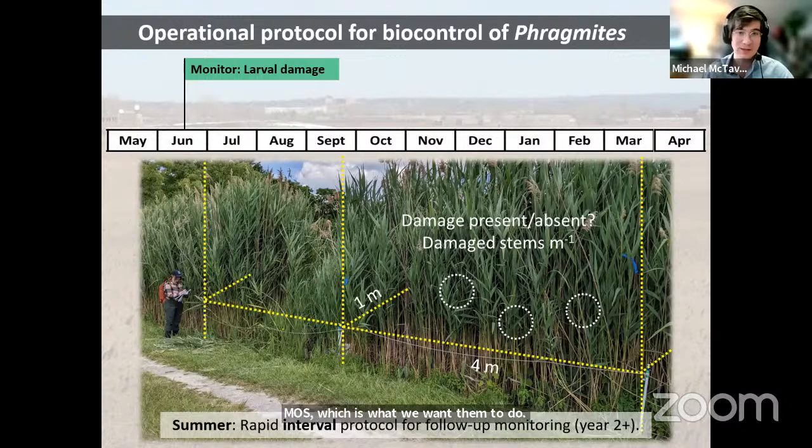So we've developed more of a rapid screening protocol that looks at these 4 meter by 1 meter intervals that we run using rope through and around Phragmites patches. In each of those intervals, we can quickly quantify the presence or absence of feeding damage and the number of damaged stems per meter of transect.